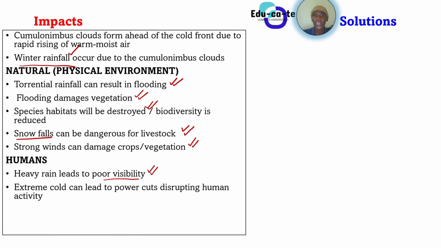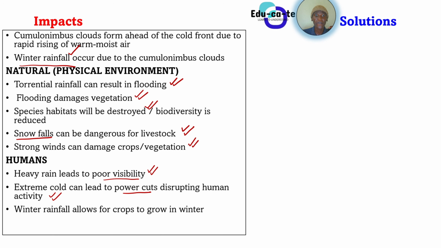And then now this will actually cause accidents basically. And then extreme cold can also lead to power cuts. You can see most of the times during winter, there are a lot of power cuts and Eskom is not able to continuously provide electricity. This is because when it's cold, it is hard to keep the electricity on forever. I don't know whatever scientific reason that is for, but basically this extreme cold will lead to power cuts and this will disrupt human activity.